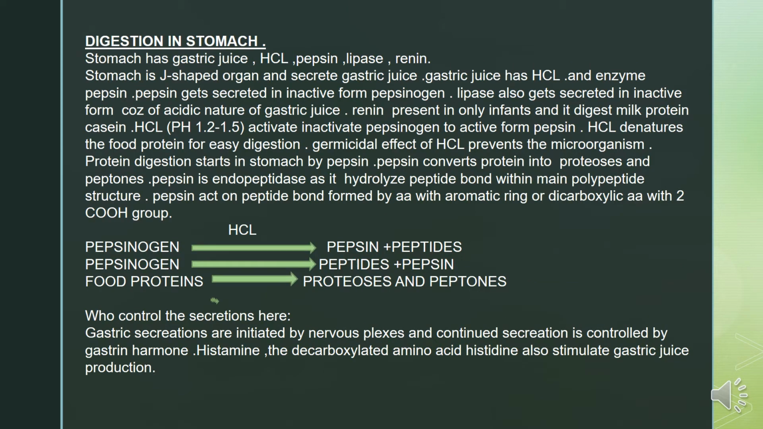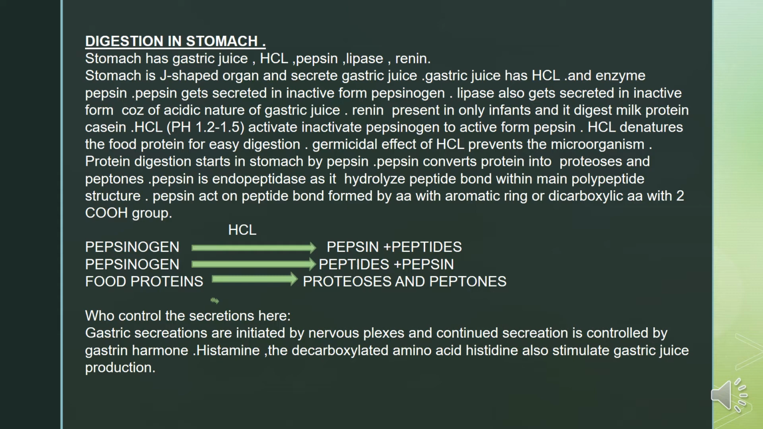Digestion in the stomach. The stomach has gastric juice, HCl, pepsin, lipase and renin. The stomach is a J-shaped organ and secretes gastric juice. Gastric juice has HCl and an enzyme, pepsin. Pepsin gets secreted in an inactive form called pepsinogen. Lipase also gets secreted in inactive form, because of the acidic nature of gastric juice. Renin is only present in infants and it digests the milk protein casein.